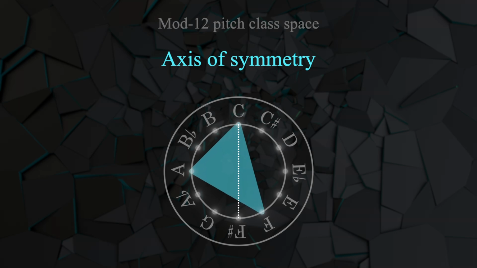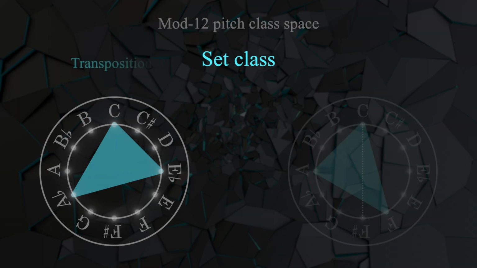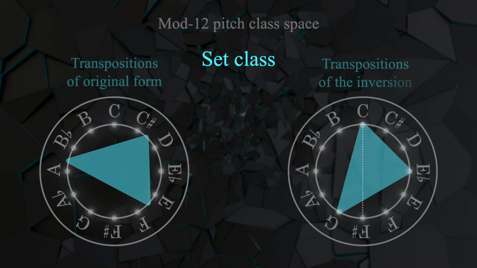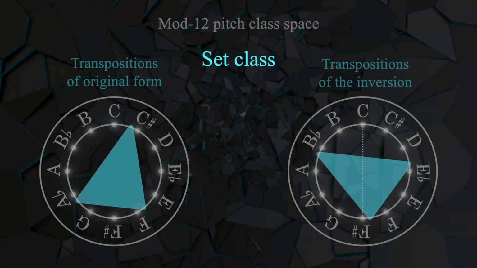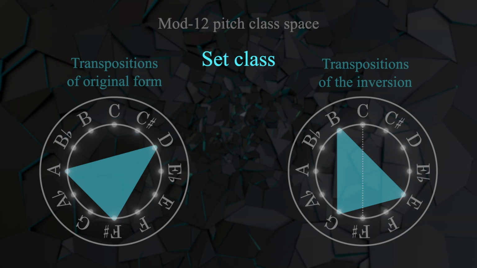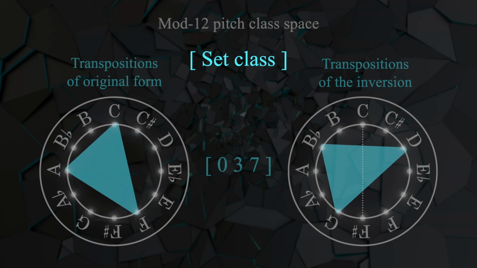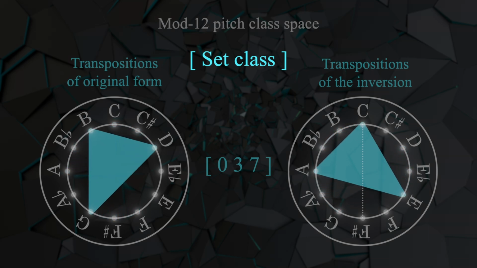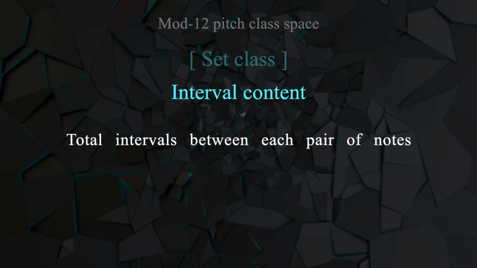When defining classes of chords, theorists use the idea of set class as a way of defining not only all transpositions of a chord, but also all the transpositions of an inversion. When I discuss a class of chords like this that includes all possible transpositions and inversions, I'm going to use square brackets without commas. I want to keep this discussion as practical as possible, so rather than thinking about an axis of symmetry, I recommend thinking about a set class according to its interval content, which refers to the total intervals between each pair of notes in the chord.